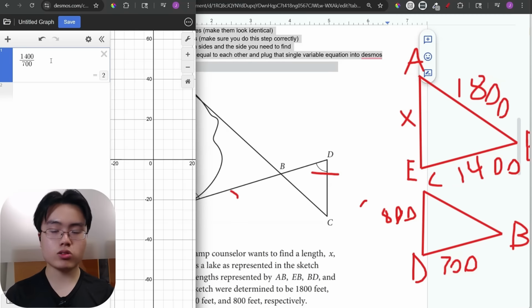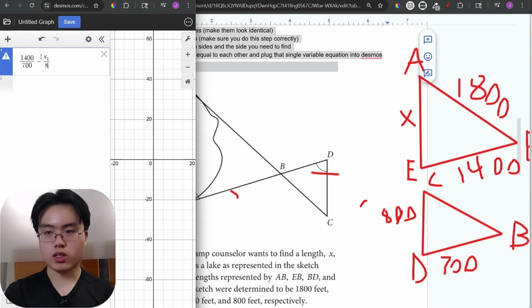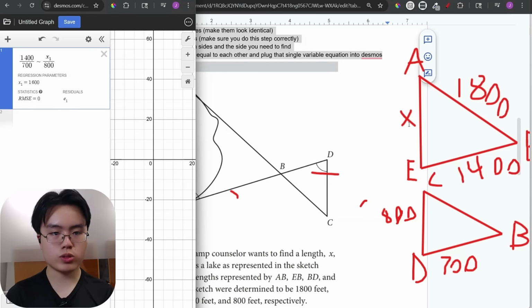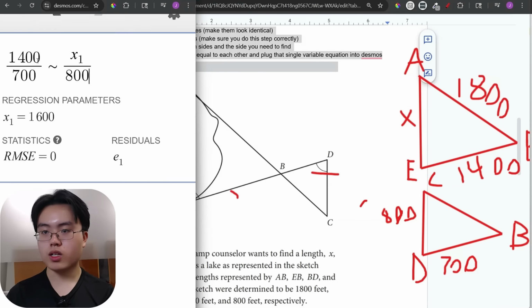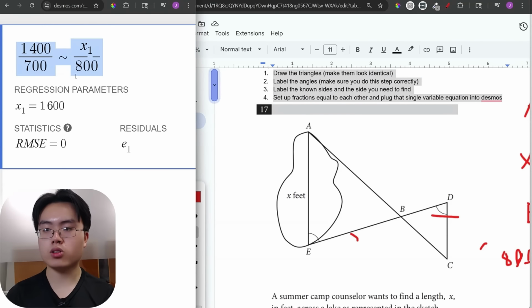And we just set the scale factors equal to each other because we know the scale factor has to be the same across all the sides. Because this side over this side equals 2, then this side over this side must also equal 2. So we can literally just set this side over this side equal, because we know they're the same. The corresponding side of the big triangle over the corresponding side of the small triangle should be the same. That's what I mean by setting up fractions. You don't have to cross multiply at all. Just have Desmos solve it for you.